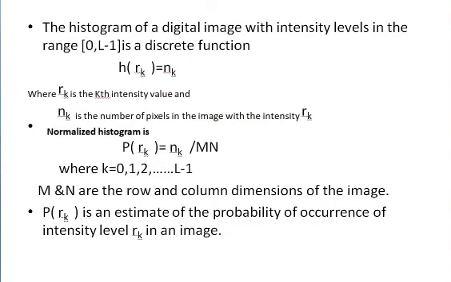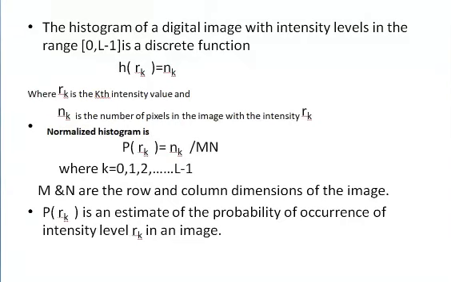How many pixels are there with intensity 1? No, 0. How many pixels are there with intensity 2? No, 0. In such a way, other than the 0th intensity, all the remaining intensities have h of rk or nk value 0. So just indicate 0 like that. In such a way, you should draw it.